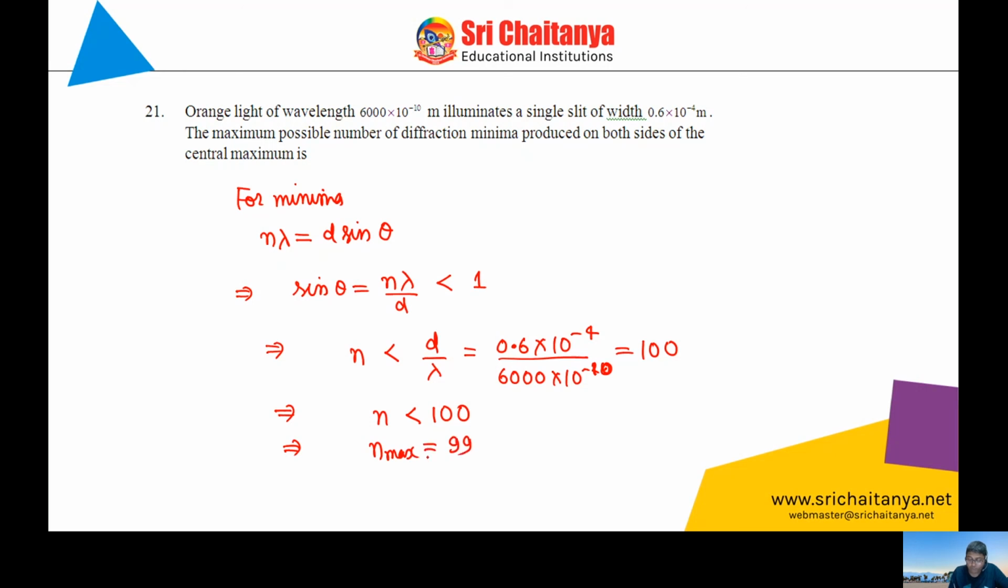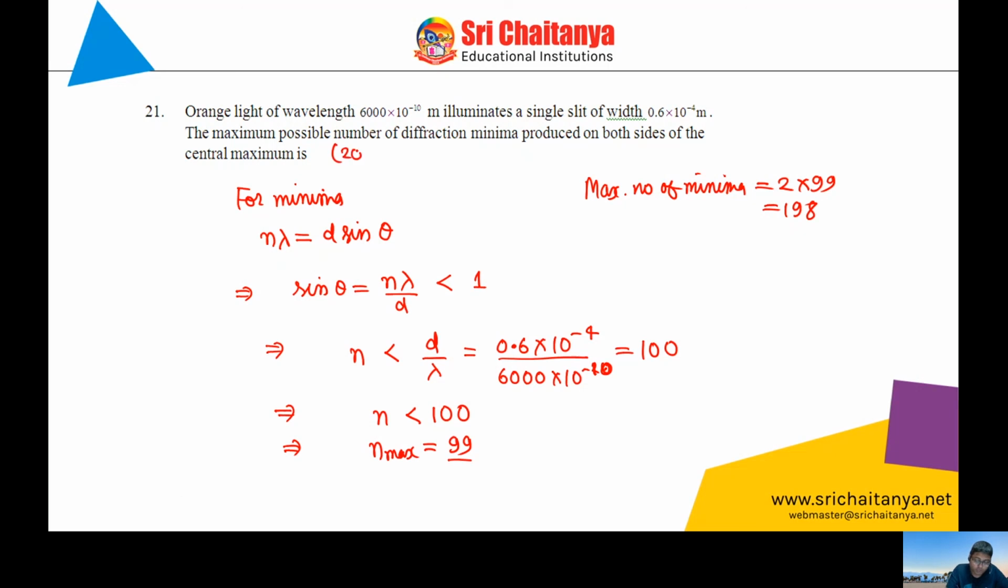So 99 minima will be on the upper side of the central maxima and 99 will be on the lower side of the central maxima. So the total, or maximum, number of minima on both sides of the central maxima will be double of 99, so that would be 198. But in the official key they have released, the answer given is 200.